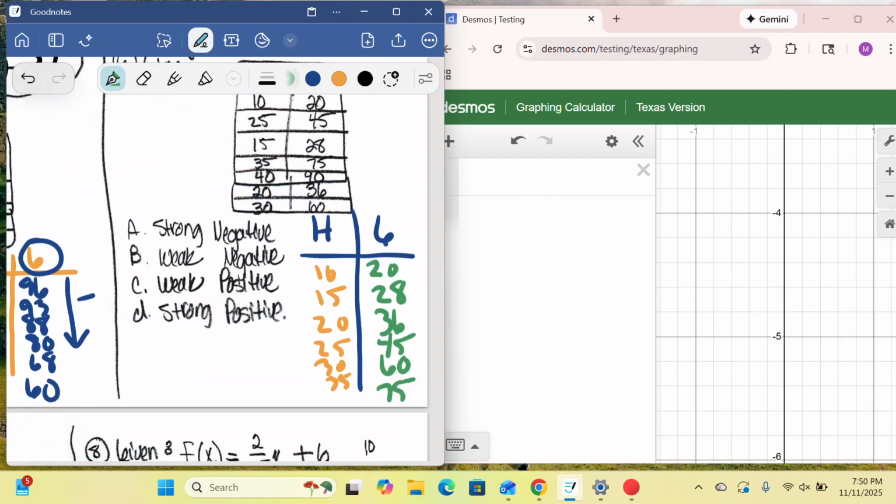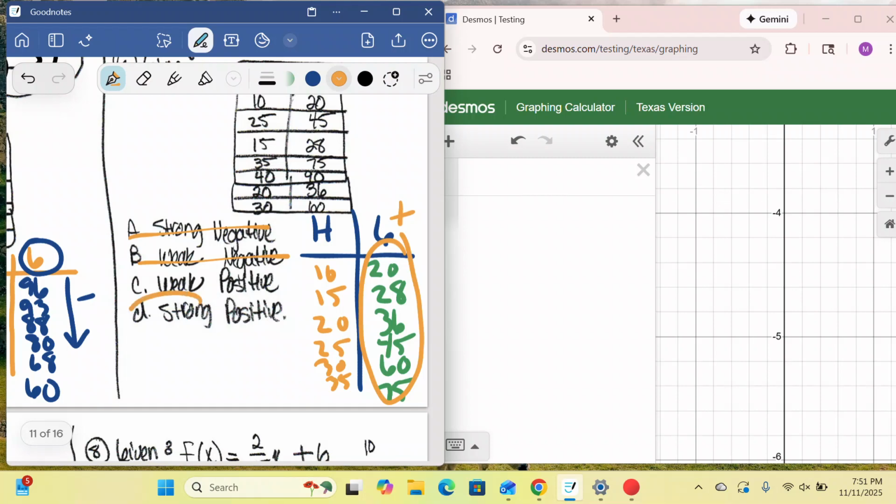So I'm going to look at the grades, and I'm going to circle them right here. Of course, they are going up from 20, 28, 36, 45. So it is a positive. So the negatives, we can cross them out. So now we need to determine, is this a weak positive or a strong positive? You look at the grades, and they are going up strongly. Even right here from 25 to 30, and of course from 30 to 35, pretty strong.